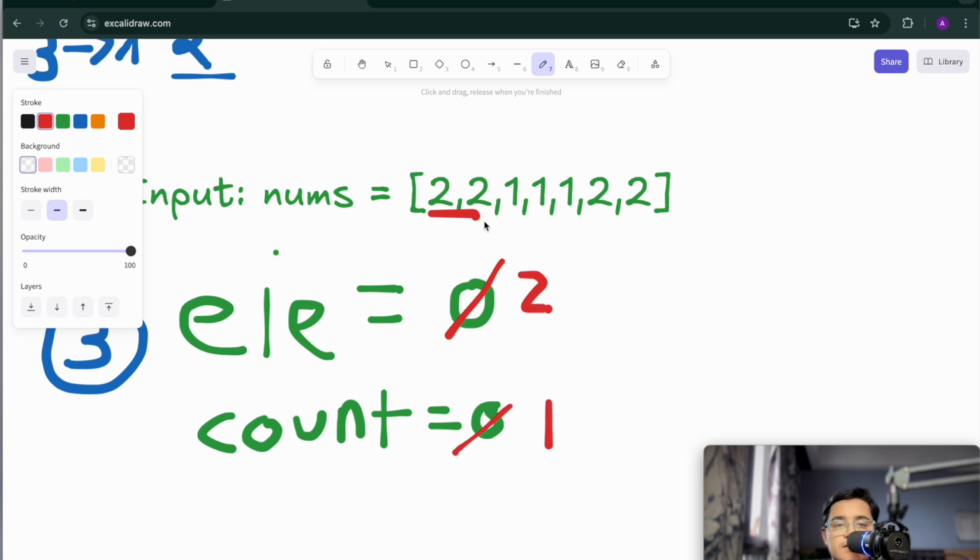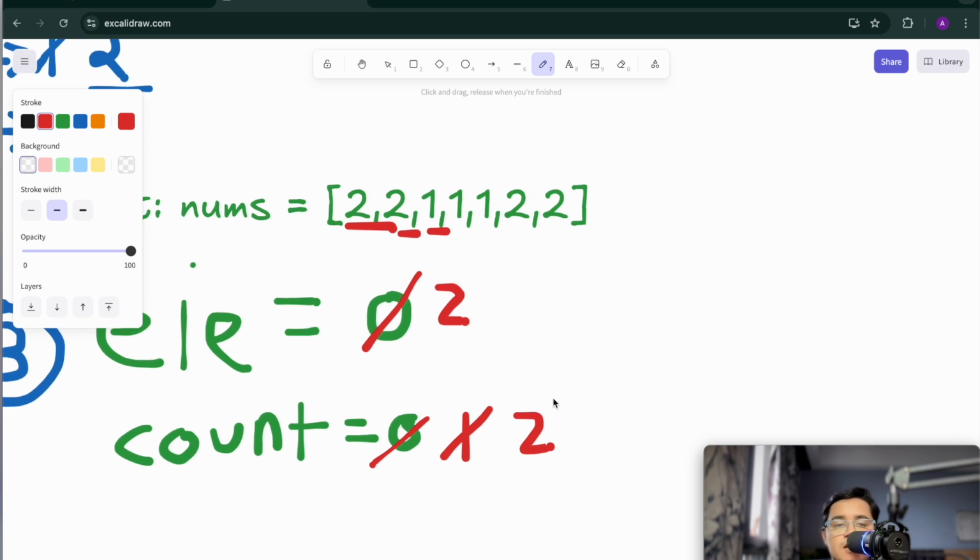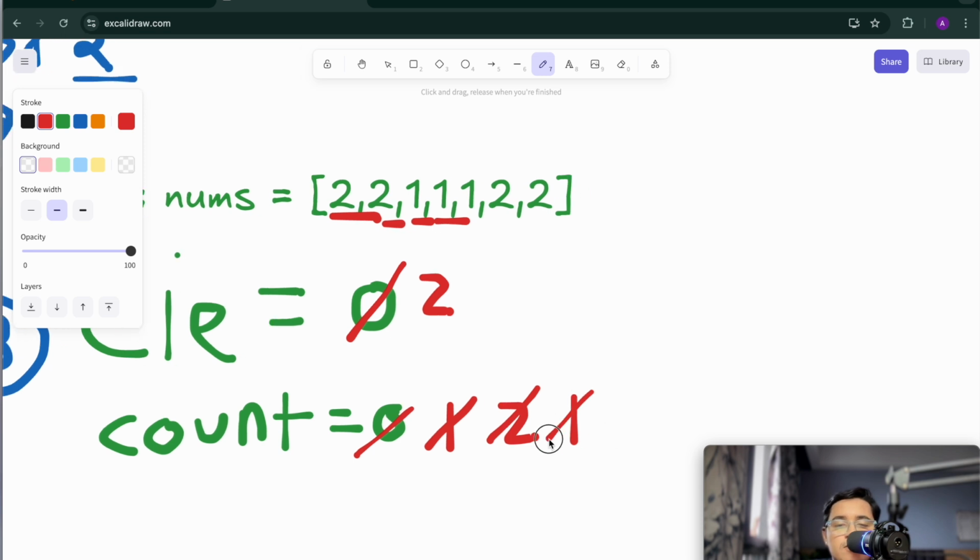Now we go to the next element, that is another 2. As you can see, 2 is present in element, so the count of 2 now becomes 2. Now what do we have? We have 1. As you can see, count is greater than 0 and 2 is not equal to 1, so the count decreases by 1. It becomes 1 now. Now another 1 appears, so count would now become 0.